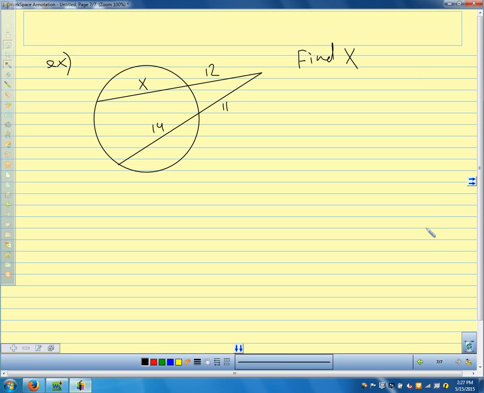All right. Find X. So these are lengths. So we're not talking about angles and arcs anymore. We're talking about lengths. We intersect outside the circle. So our rule, the way we think about this, is the whole times the outside equals the whole times the outside.